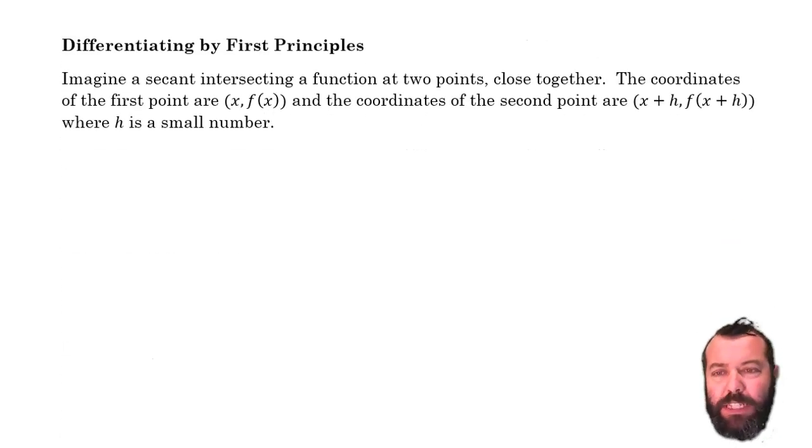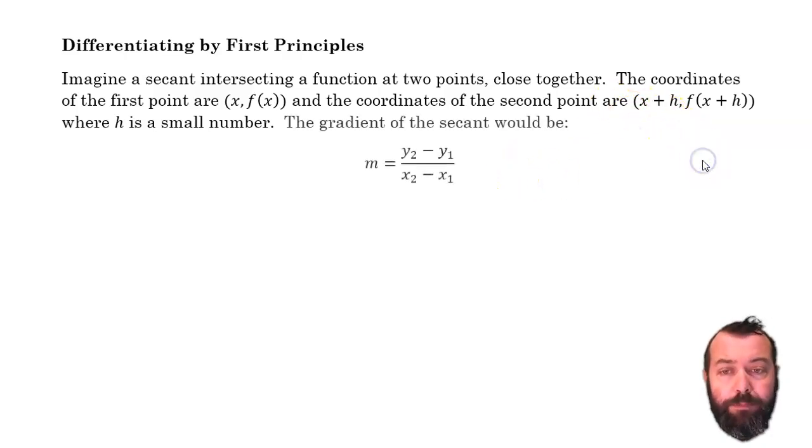Now, the big one, differentiating by first principles. We won't always do it like this, but we will to begin with. So we mentioned before that if I have a secant intersecting a function at 2 points, and the 2 points are very close together, then it's a lot like a tangent. So the 2 points of intersection are going to be x and function of x. Substitute x in, you get function of x. And my second point is x plus h, and the function of x plus h, where h is a small number, which means that the 2 points are close together.